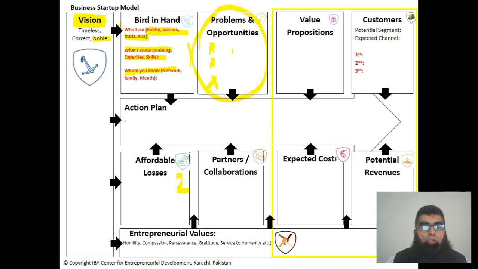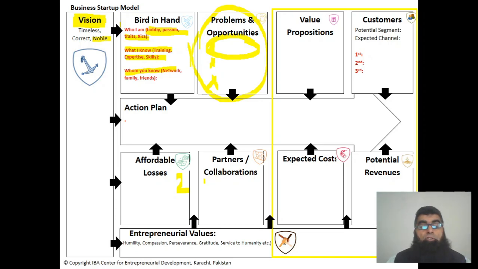And once you find them, you just jot them down and then keep on reflecting for the next few days which problem and opportunity is more compelling, which is closer to your bird in hand, closer to who you are, what you know, and whom you know, and which has the least amount of affordable loss. So after spending a few days, you will find out one is more compelling, and you just circle that, and then you start looking at the potential collaborators for this.